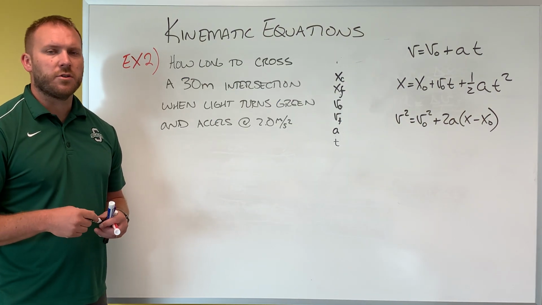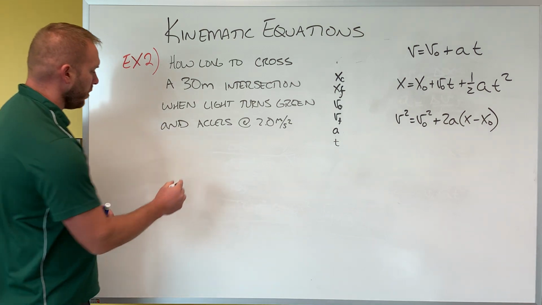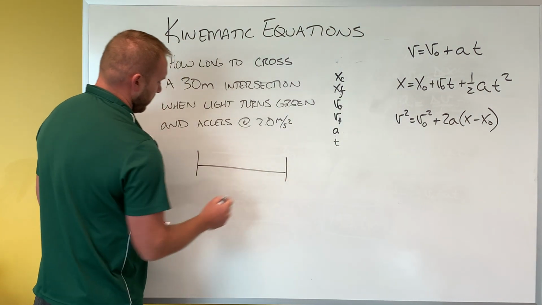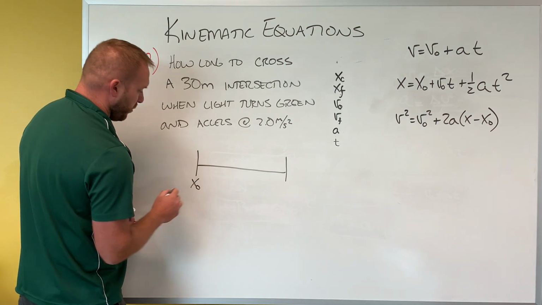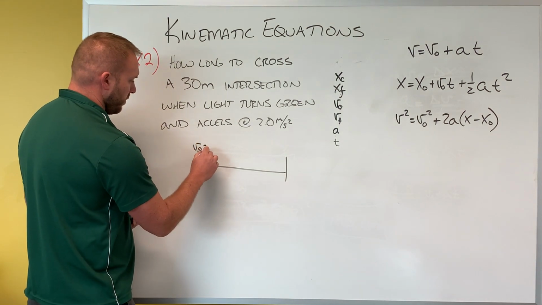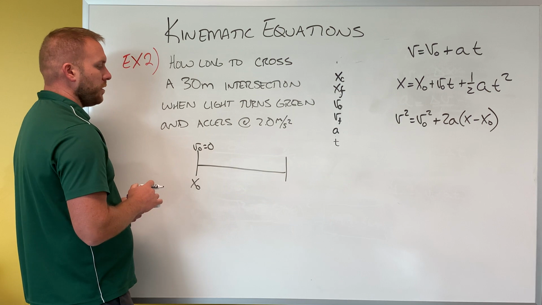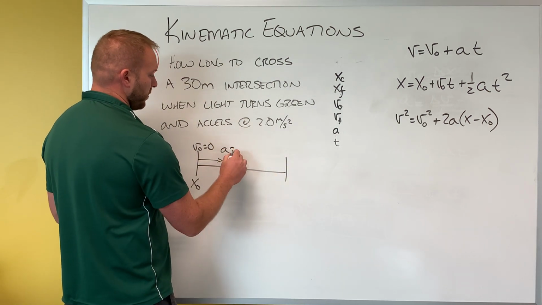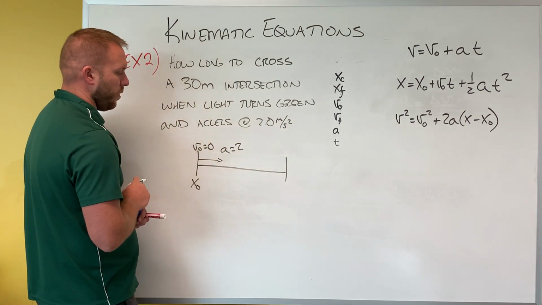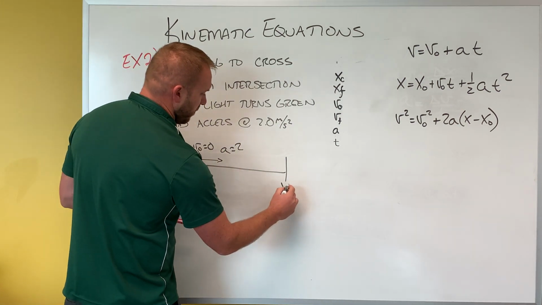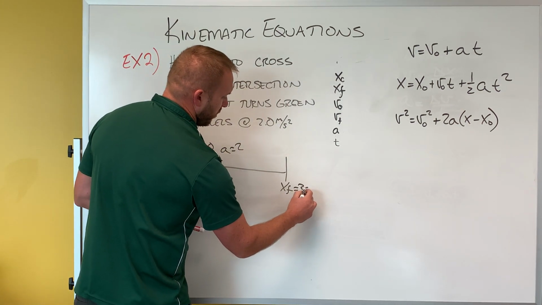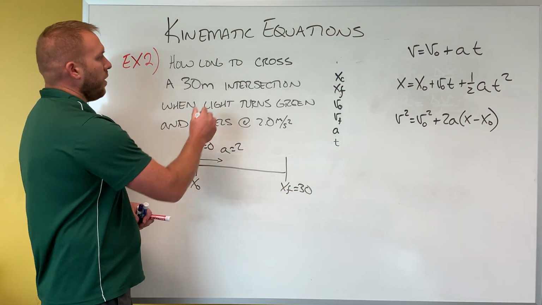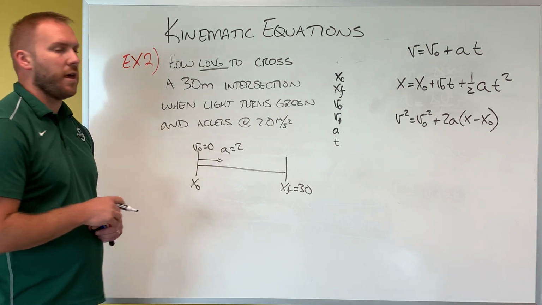Our second example is going to look at a situation where we have a car sitting at a red light. Again, draw my picture, right? The car's initial position is here and its initial velocity is 0. The light turns green, and all of a sudden that car is going to speed up in this direction with an acceleration of 2 meters per second squared. And it's going to cross the intersection, which is 30 meters away. What I want to know is how long does it take to cross that intersection?